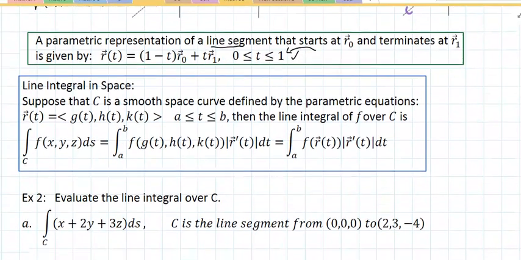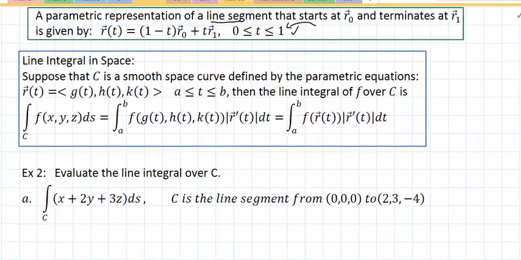Now, if I look at the next line up, which is line integrals in space. Suppose that C is a smooth space curve. Define parametric equations where t is varying between a and b. Then the line integral of f of x, y, z ds, well, you just plug that in, that in, that in. Let's get ds out of the way.